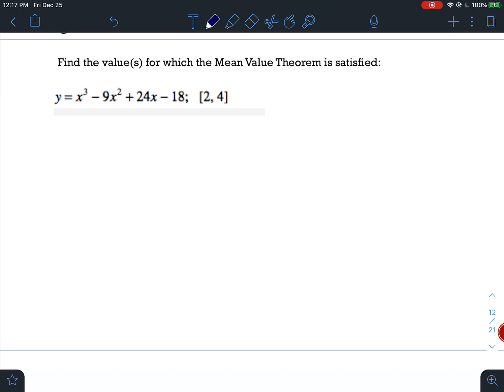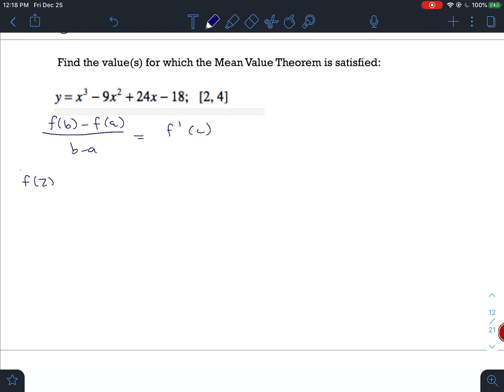So let's do another example. Find the values for which the mean value theorem is satisfied. So we have y equals x to the third minus 9x squared plus 24x minus 18. And I want to show that somewhere between 2 and 4, the average rate of change will equal the instantaneous rate of change. So f at b minus f at a over b minus a is going to equal f prime at c somewhere between 2 and 4.